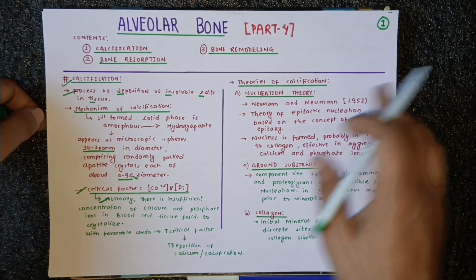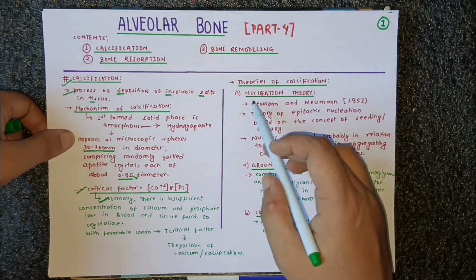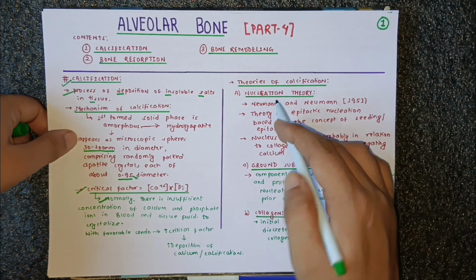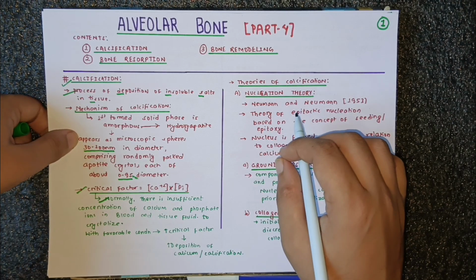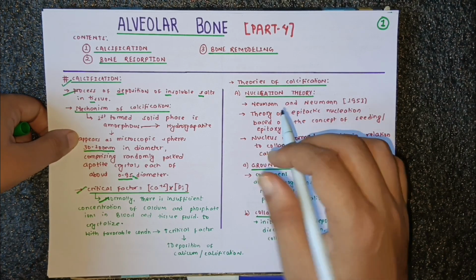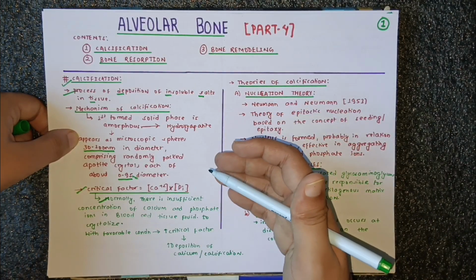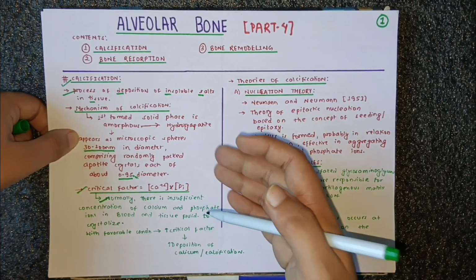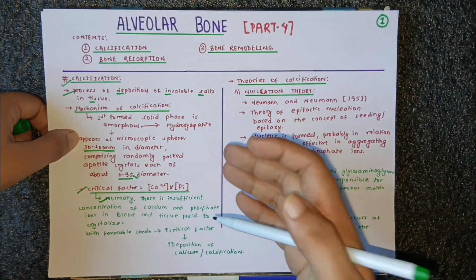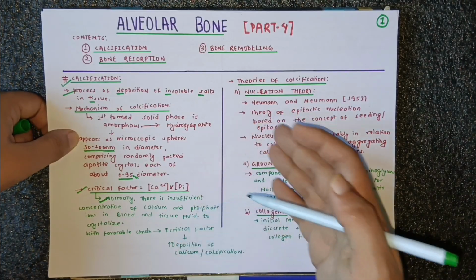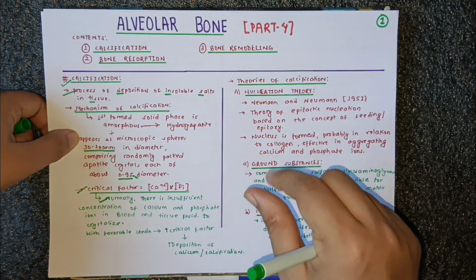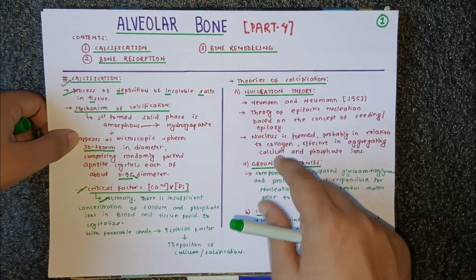Now we will discuss the first theory, the nucleation theory. Simply, nucleation theory means formation of a nucleus. After the formation of the nucleus, there is mineralization, so that nucleus acts as a template, a center for the mineralization.